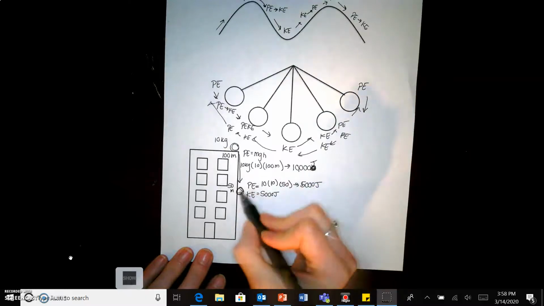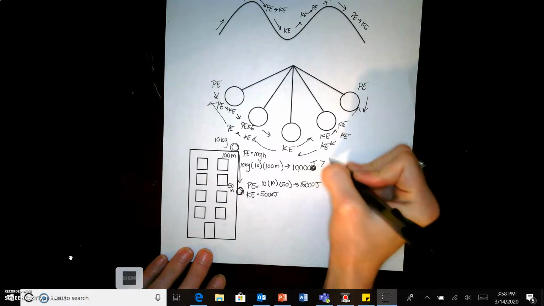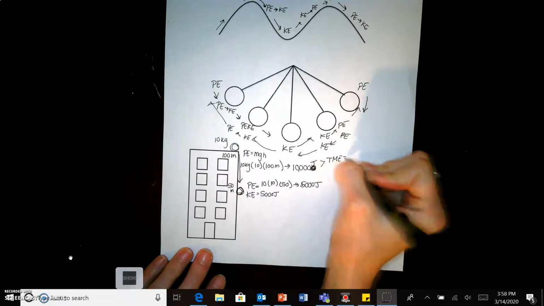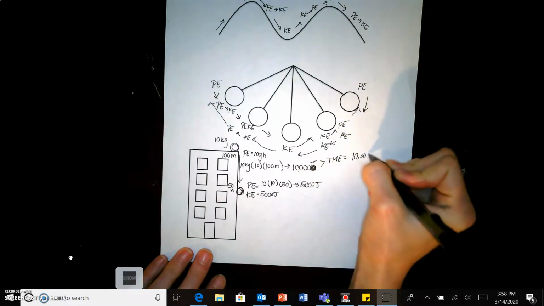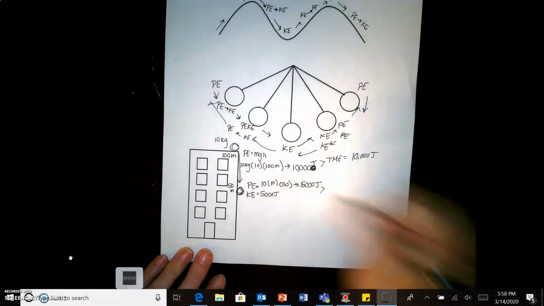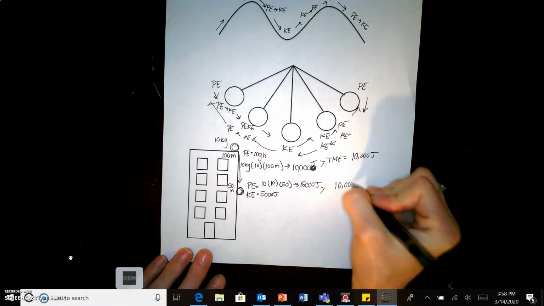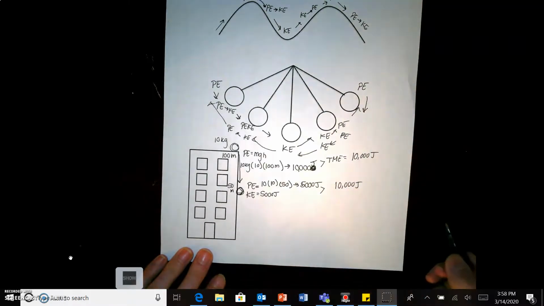So if we have 5,000 joules of potential energy halfway down, that means that 5,000 joules of kinetic energy is now in this ball. Because looking back up here, our total mechanical energy is 10,000. And that's going to be true as this ball is falling. So looking at these two, 5,000 plus 5,000 will give you that 10,000 joules of total mechanical energy.